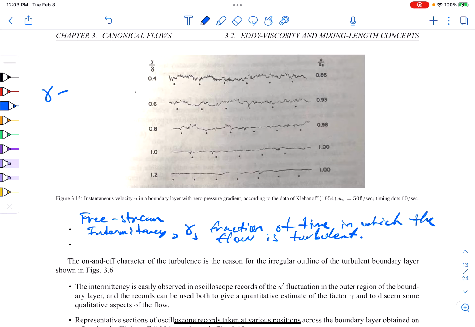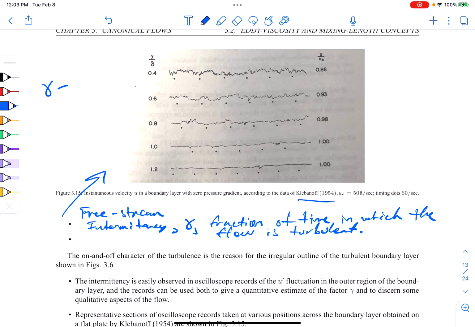And that's what's really trying to be illustrated here up in this figure 3.15. This is also from the famous work of Klebanov. You can see a theme here. It's a really important paper. He had a boundary layer edge of 50 feet per second. And once again, this is really before the age of digital computers in the lab. And each little tick here is delta 1 second. And he, I believe, made something like a hot wire type measurement, and he got instantaneous velocity u. So here's y over delta. So this is at 0.4. So if this is the boundary layer, right?